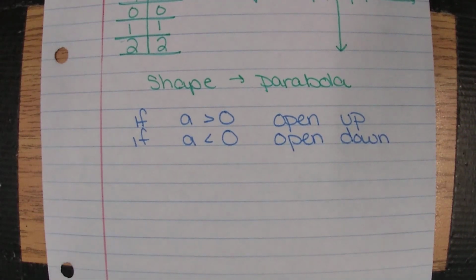Okay, and this is very similar to the idea of slope, right? If we have positive slope, the line goes uphill. If we have negative slope, the line goes downhill.